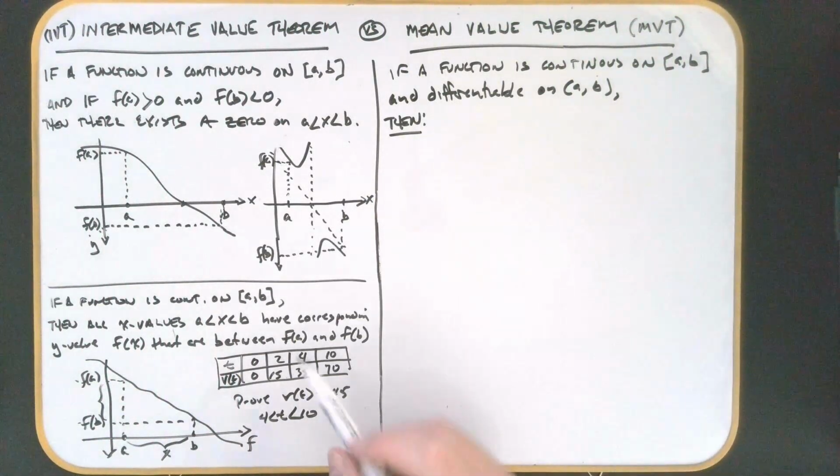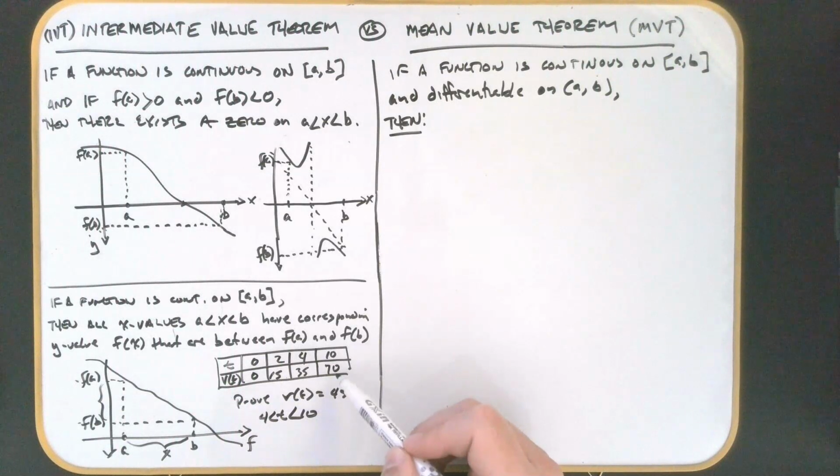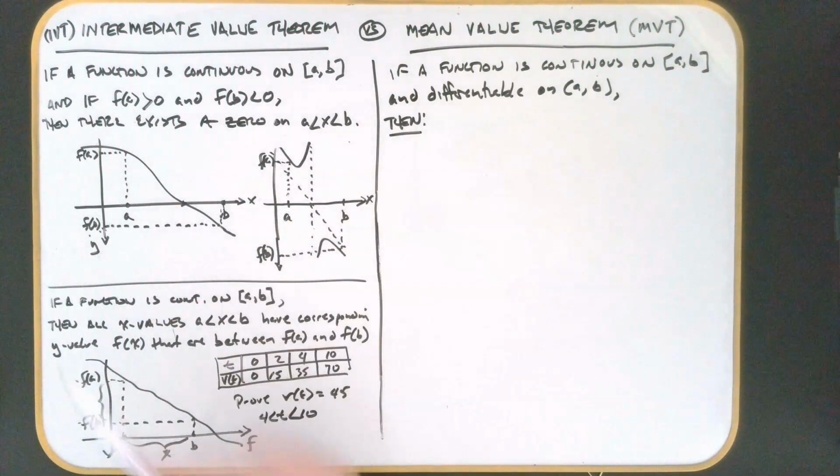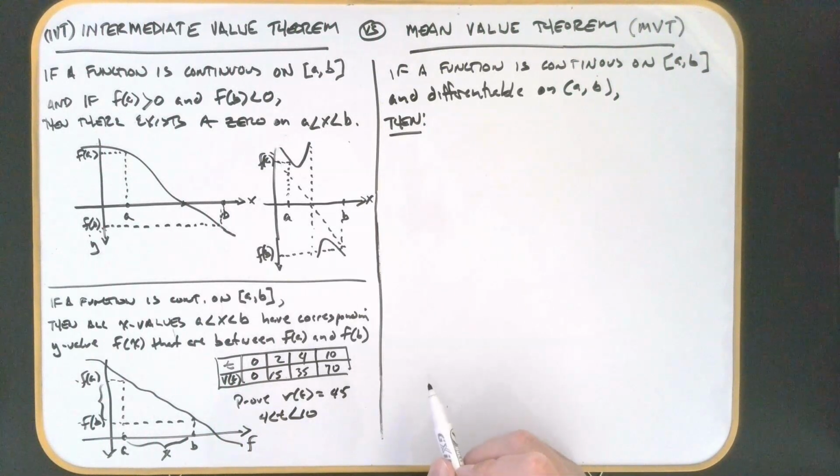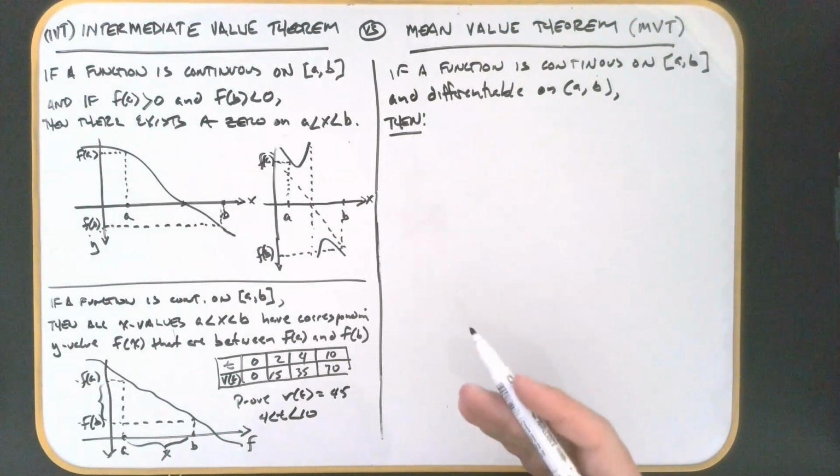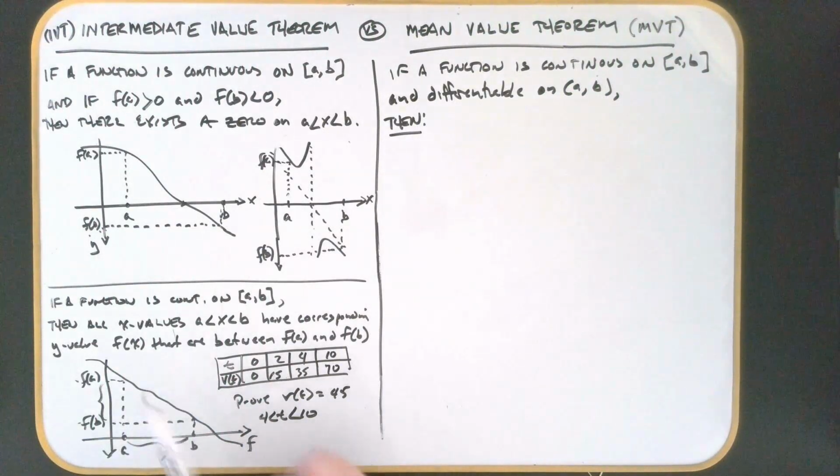And you would say, oh, well, at 4 I get 35, and at 10 I get 70, therefore, by the intermediate value theorem, sometime in this interval I have to cross 45. It would be something like that. Okay? That's the intermediate value theorem, proving values exist in an interval.